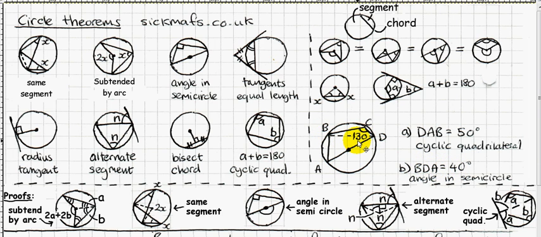So that angle here, what is that angle? Well, if we use this theorem here, we've got an angle in a semicircle, therefore that's 90. We already know that's 50, and this is a triangle, so it must add up to 180. So 50 plus 90 is 140, so the remaining angle must be 40 degrees.